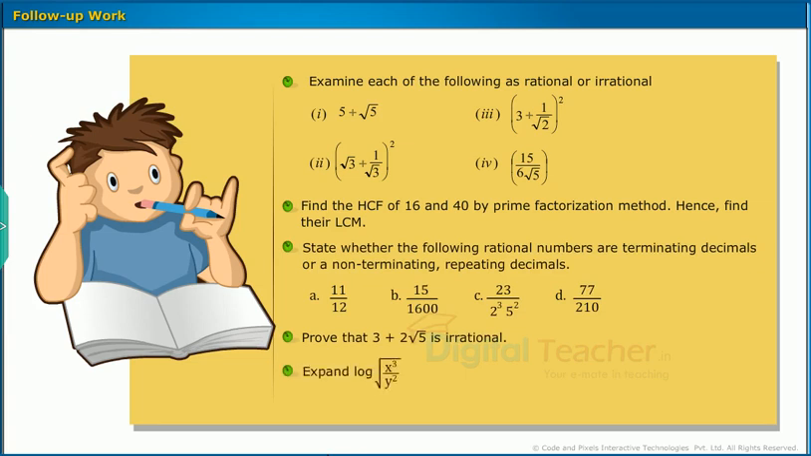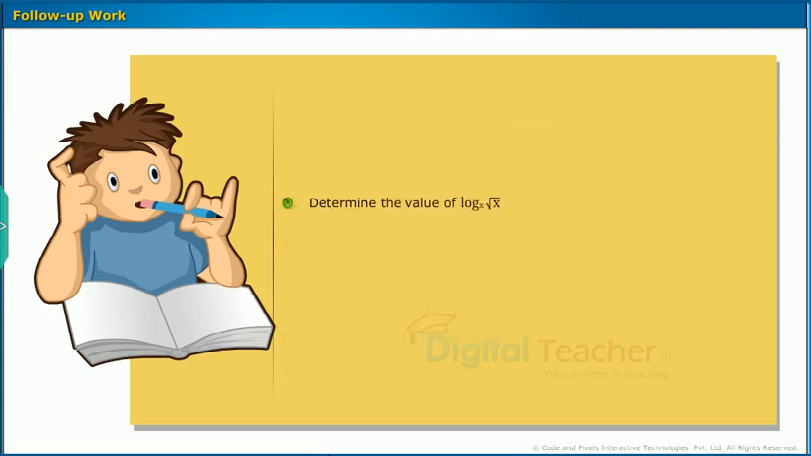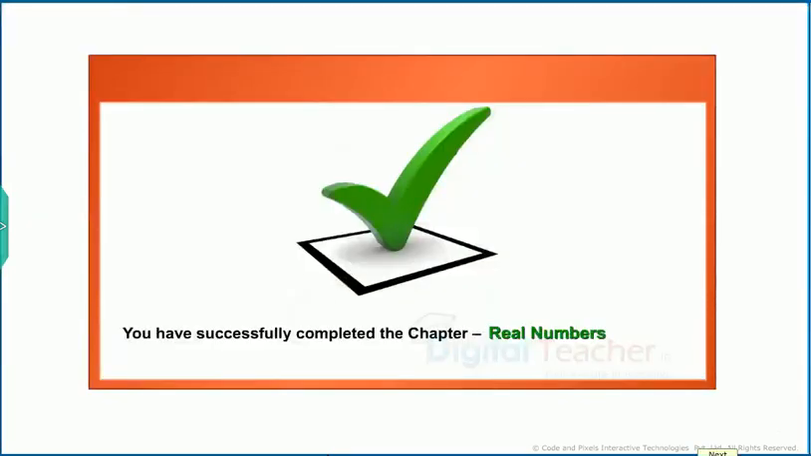Expand log root x cube by y square. Determine the value of log root x to the base x. Write 27 to the power 2 by 3 is equal to 9 in logarithmic form. Write log 8 to the base 4 is equal to x in exponential form. You have successfully completed the chapter Real Numbers.